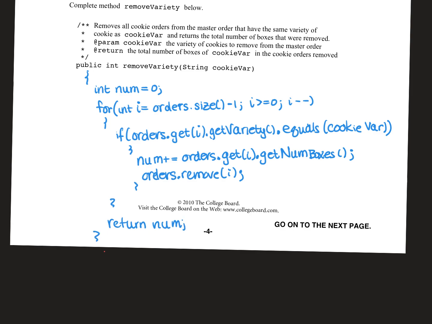All right, so next is looking at how this one was scored. In part B, it comes to 4 points. The first point comes from accessing the cookie orders with no out-of-bounds errors. Next, do you call getVariety? The next one is, do we remove the correct elements? Do we accumulate to num? Do we return num? And there was one more point, which was checking if it was actually equal to the correct cookie variety.